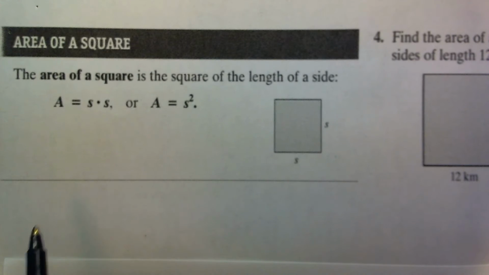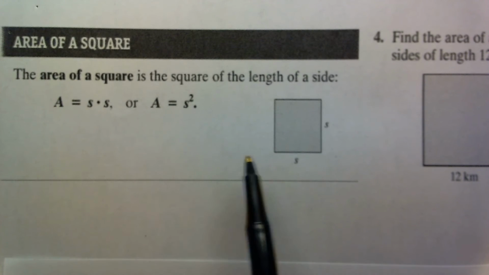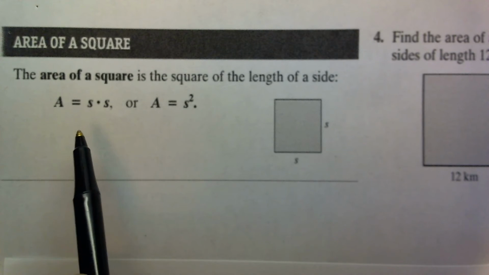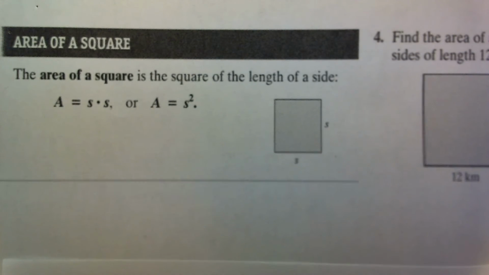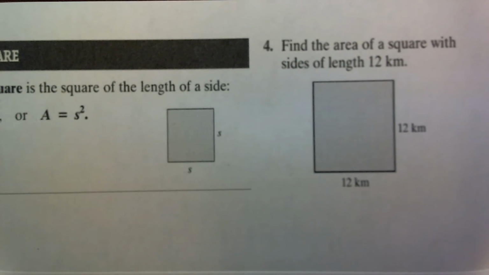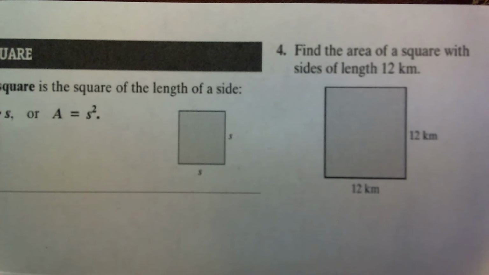Next is the area of a square with side length S, and that is equal to S times S, or S squared. So let's apply this to the next exercise, number 4 here, and that is to find the area of a square with side length of 12 kilometers. So A equals 12 squared, and 12 squared is equal to 144 square kilometers.